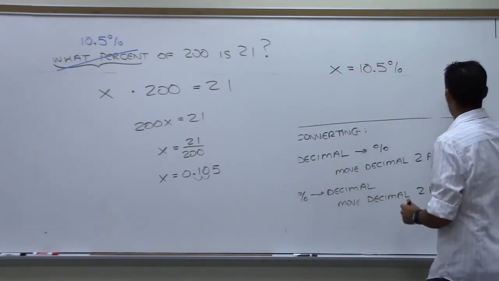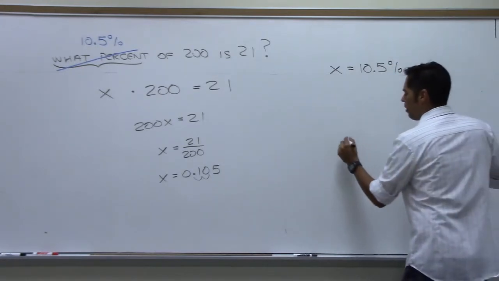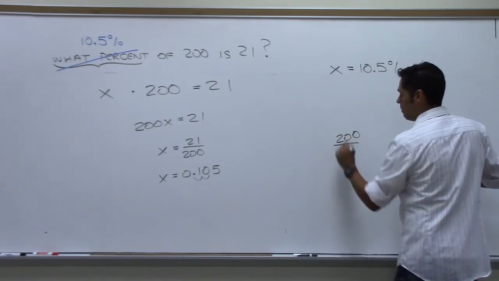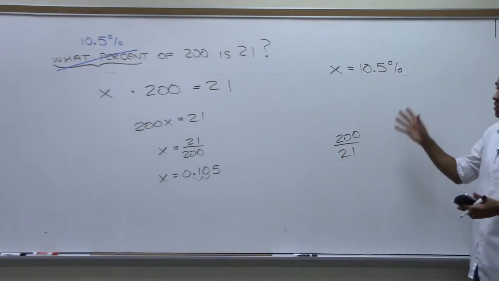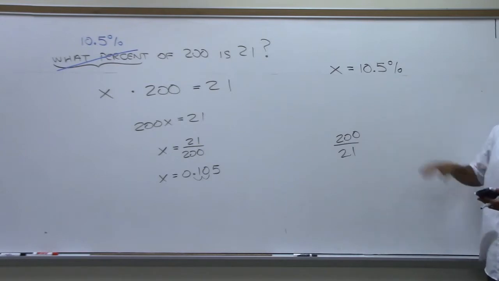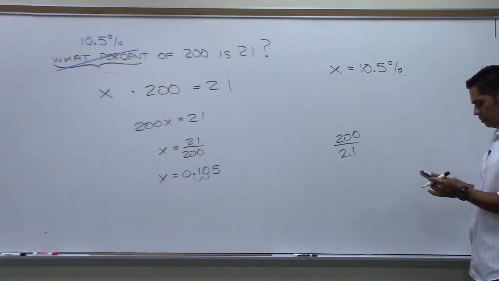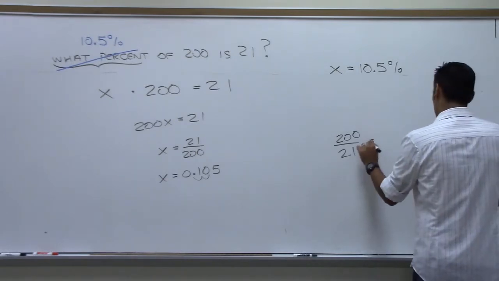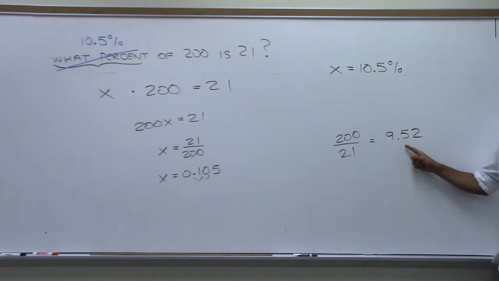Now, I heard someone, I'm not going to call anyone out here, but maybe I didn't hear this. I thought I heard someone say, for this problem, you just do 200 divided by 21. Let's say that you didn't try to set up the equation. You just thought that's what it must be, 200 divided by 21. You would have got 9.52.